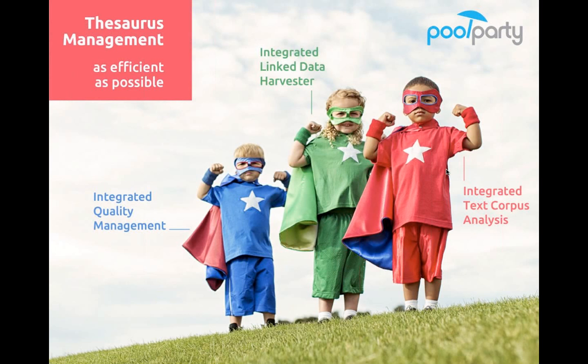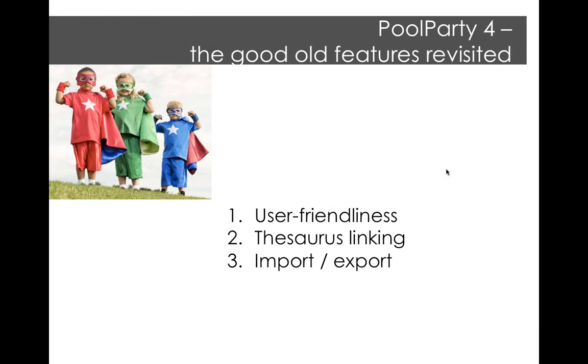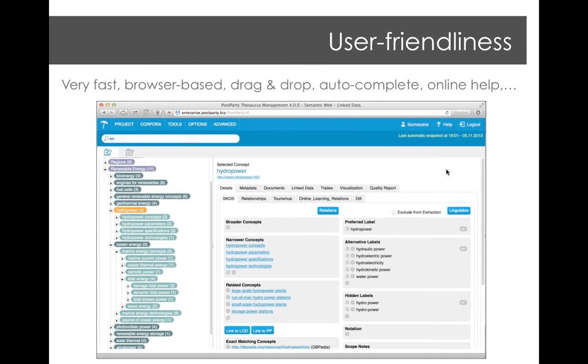Okay, let me start first with a very quick overview. What's new with PoolParty 4? So our idea of thesaurus management, which is, let's say, the basic layer of any linked data application, is that it should be as efficient as possible. And therefore, we've built in 3 features. First is an integrated quality management to make sure that the resulting knowledge graphs are of really high quality. So for instance, we check if there are hierarchical cycles, if the label management was done correctly, and things like that.